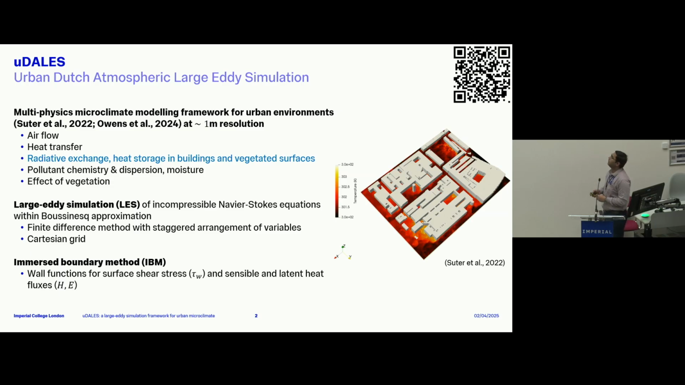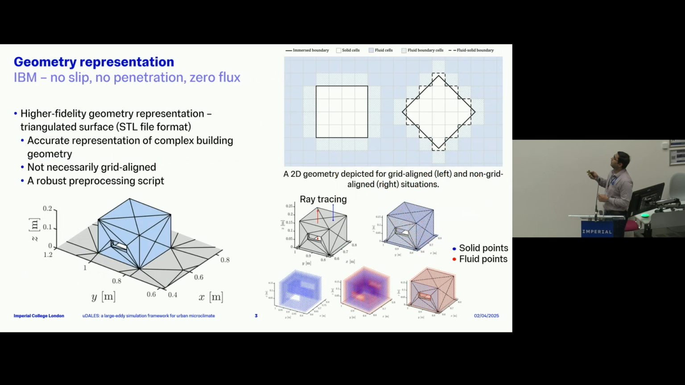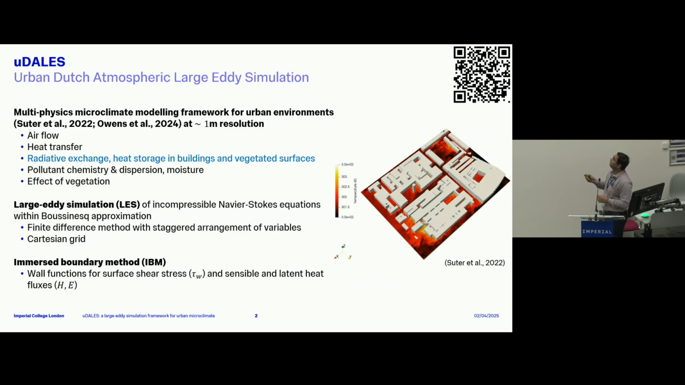So it has the ability to model urban airflow, heat transfer, radiative heat exchange, and heat storage in urban buildings or in vegetative surfaces. Also pollutant chemistry and dispersion, the effect of vegetation, and many other things.